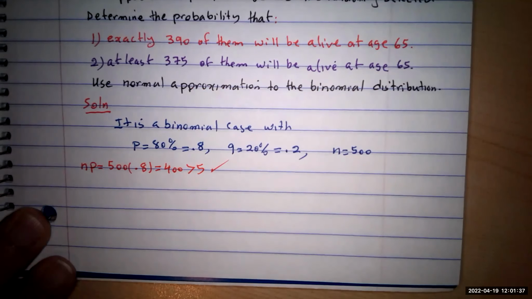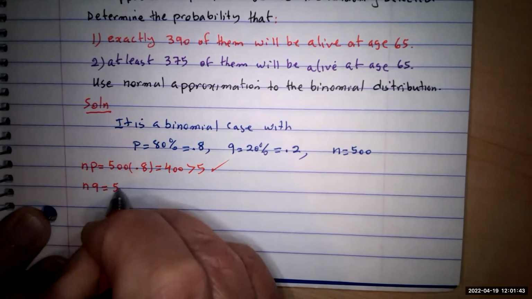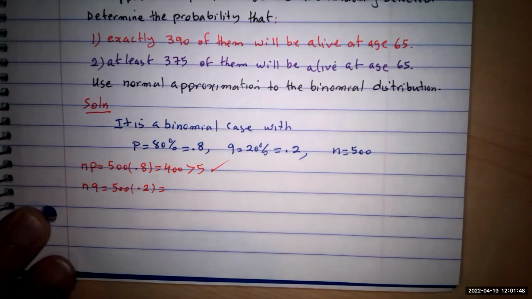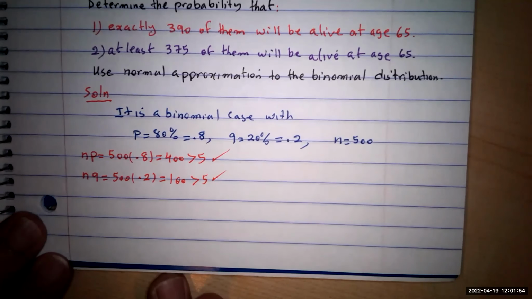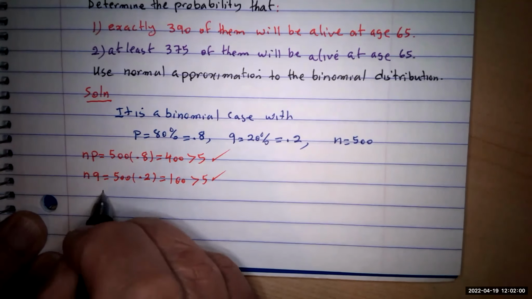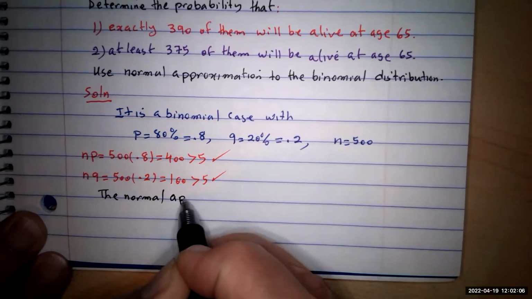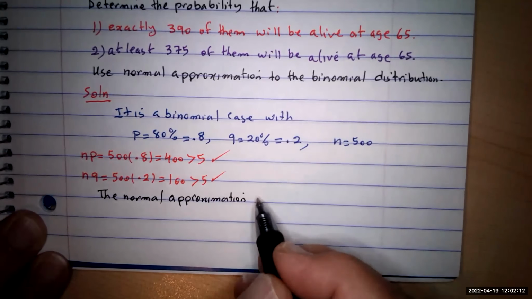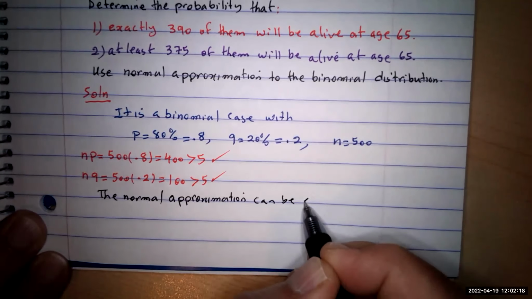You have to check the second condition. The second condition was n times q. N is 500, and q is 0.2. You multiply them together, that gives 100, bigger than 5, so you are okay. Okay, so you claim that the normal approximation is possible, the normal approximation can be applied.